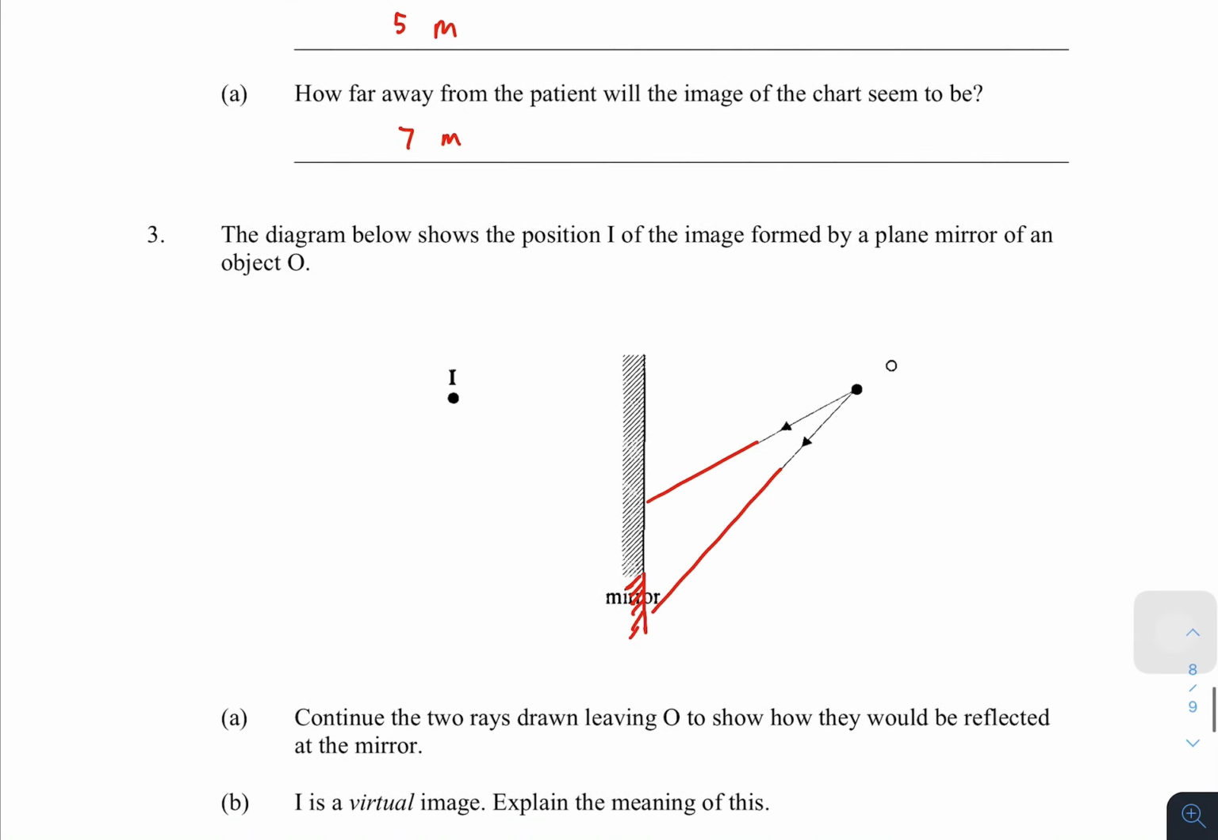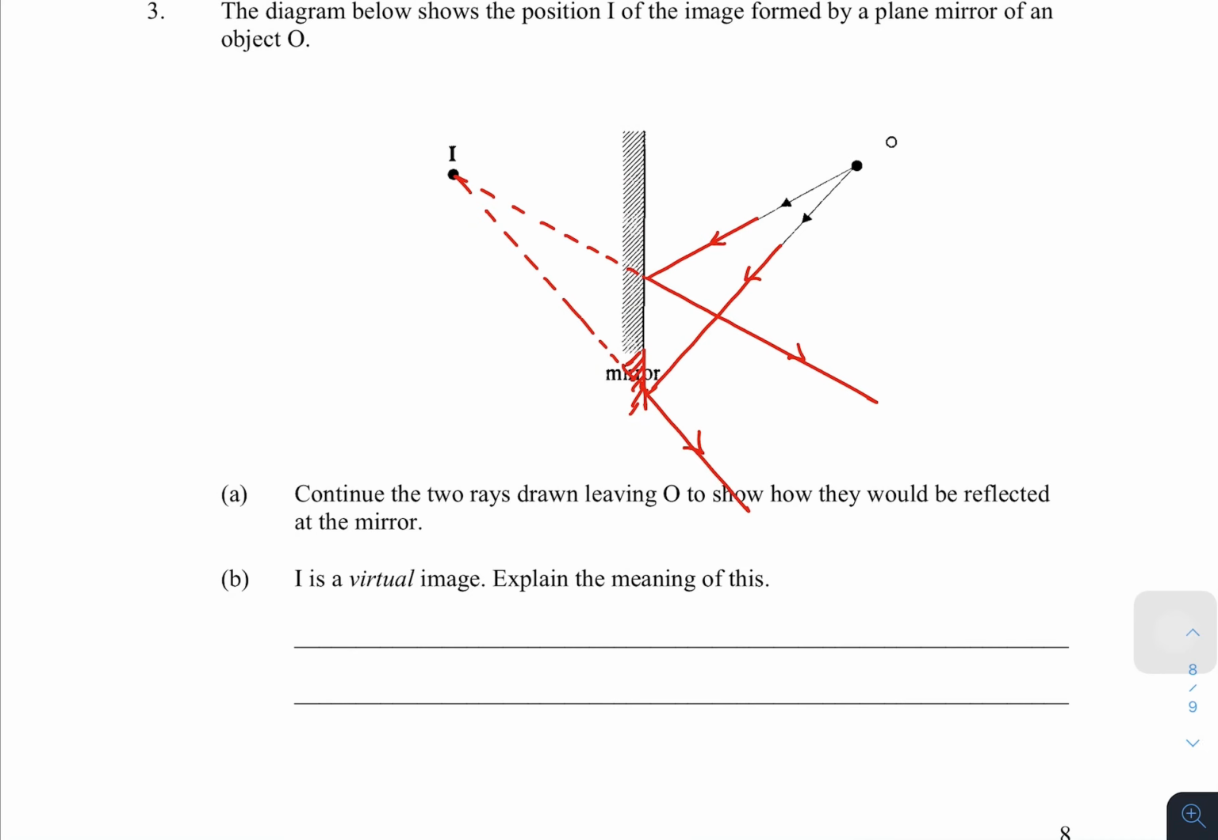So what happens is we can link together to the eye. We just link the eye to the point of incidence, and at the point of incidence it will be reflected back. In the same way we can link from the image to the point of incidence, and it will be reflected back in this manner. So this is how you will see the reflection. Now I is a virtual image. A virtual image means that the image cannot be formed on a screen. So this is what we mean by a virtual image.